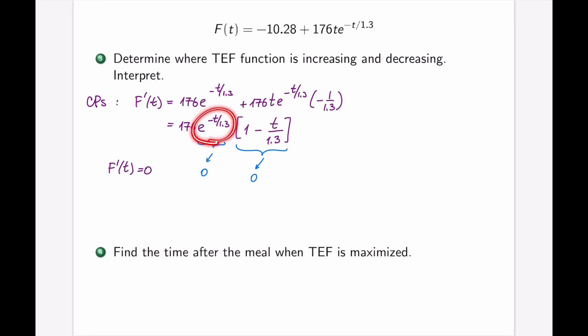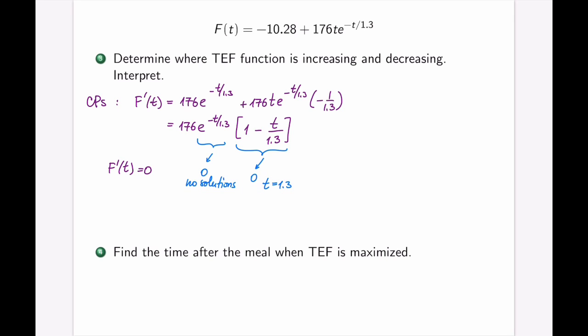The exponential being 0 produces no solutions. Remember what the exponential function looks like even with the negative exponent? It looks like a decay function. It will get closer and closer to 0, but it will never actually cross the axis, which means that it will never be equal to 0. So this part produces no solutions. And the second part, of course, produces the solution of t equals 1.3. And that is one of our critical points.